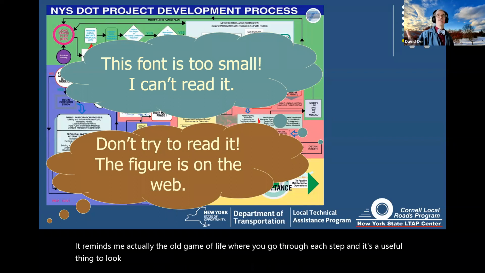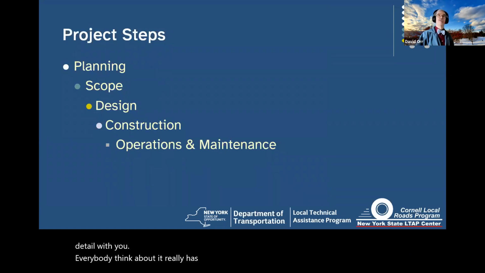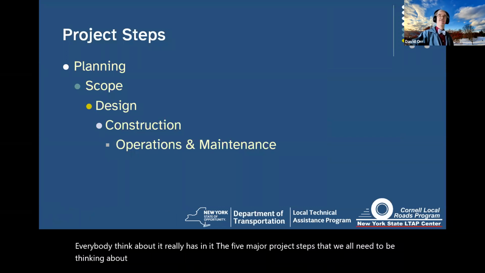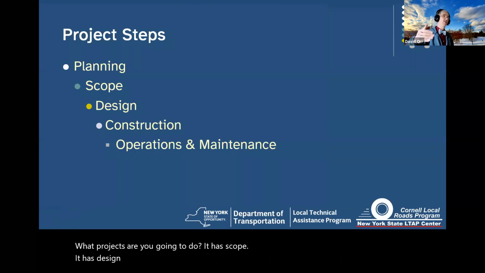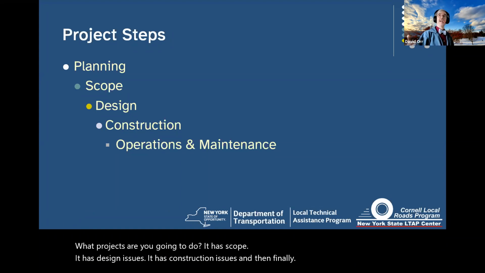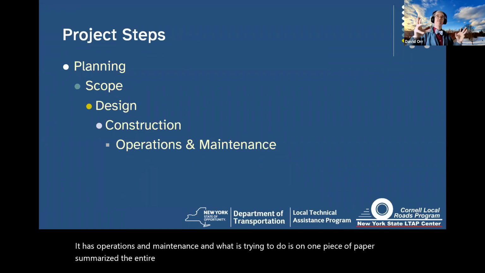But what I want to do is summarize this and go through it a little bit in detail with you. And if you think about it, it really has in it the 5 major project steps that we all need to be thinking about. Okay. It has planning. What projects are you going to do? It has scope. It has design issues. It has construction issues. And then finally, it has operations and maintenance. And what it's trying to do is, on one piece of paper, summarize the entire process. Very difficult to do. So let's break it down a little bit and talk about these 5 steps.